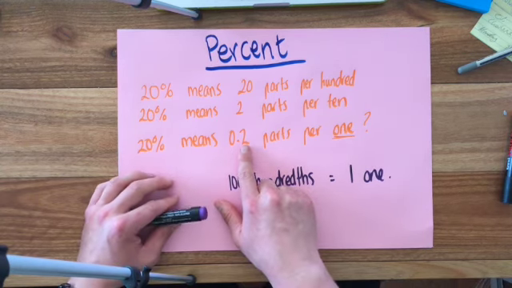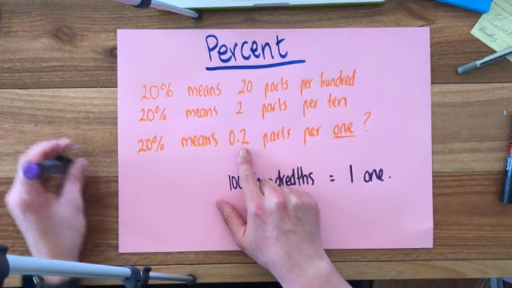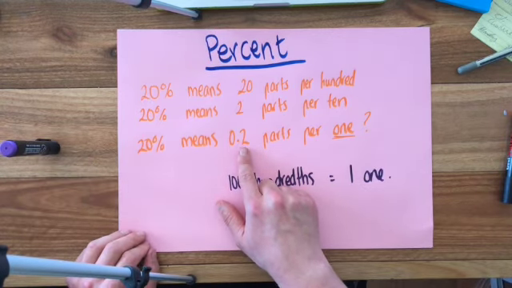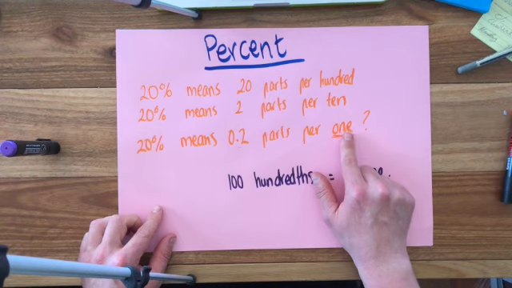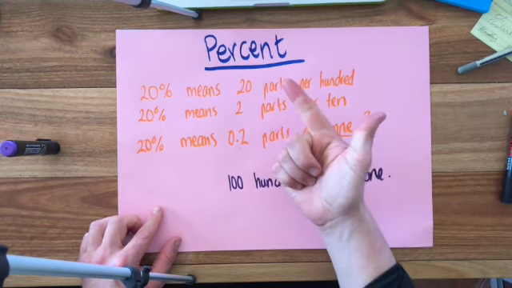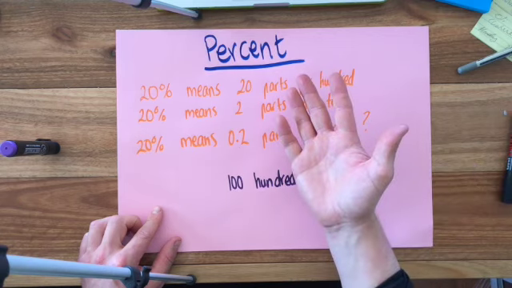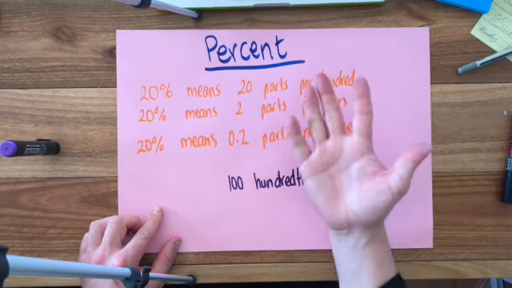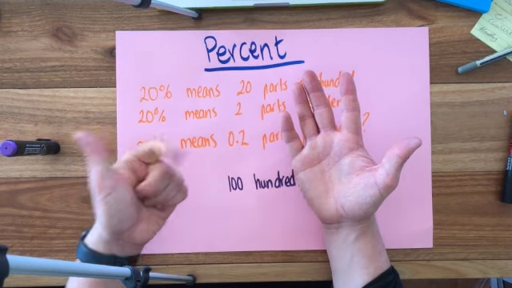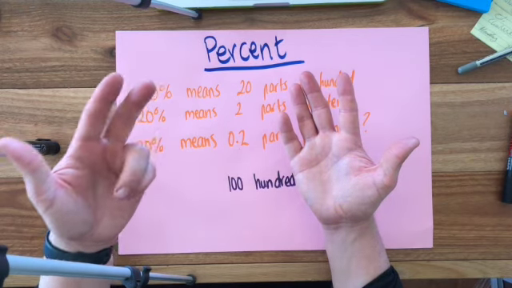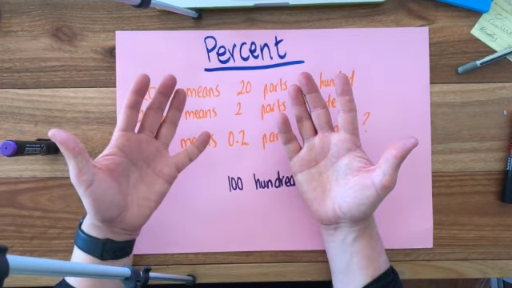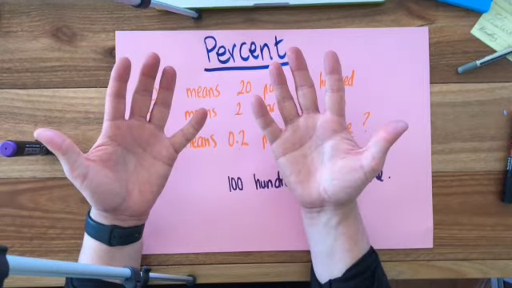Now, we can look at this as ratio as well. If we count by 2 tenths, we'd get 1 one, all right? 2 tenths, 4 tenths, 6 tenths, 8 tenths, 10 tenths, which is 1 one. That's 5. 20%, 40%, 60%, 80%, 100%. Same amount.